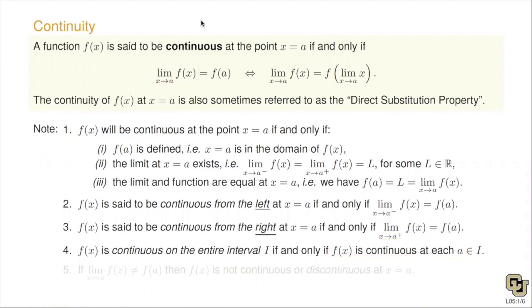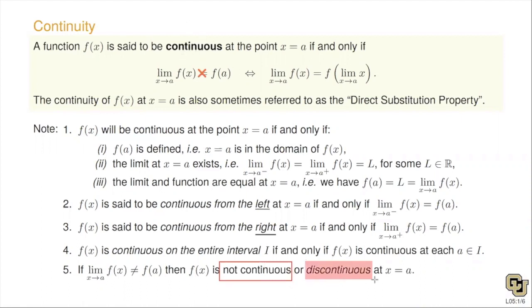Finally, if this limit fails, if the limit of f of x does not equal f of a, then the function is not continuous at that point, or the technical term we use is discontinuous. If the limit of f of x as x approaches a does not equal f of a, then it's said to be discontinuous.